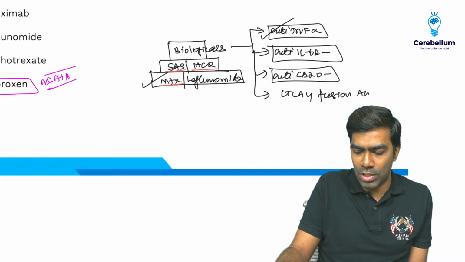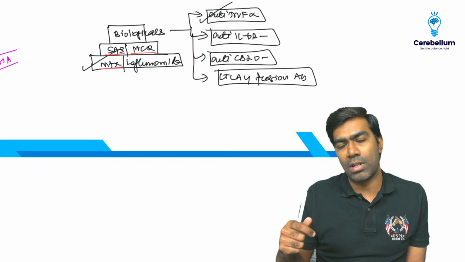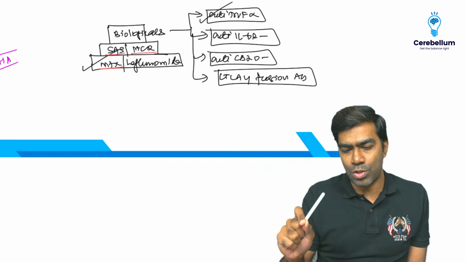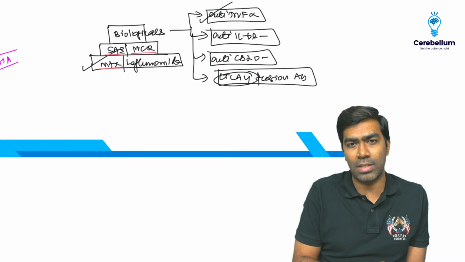Remember, this is not anti-CTLA-4. When they talk about anti-CTLA-4, you have to talk about ipilimumab, which is used as an immune checkpoint inhibitor for some cancers like advanced metastatic melanoma. So ipilimumab is an anti-CTLA-4 monoclonal antibody, but what we are talking about here is a CTLA-4 fusion antibody, which means it contains CTLA-4. It is not a molecule that acts against CTLA-4; rather it contains CTLA-4, that is cytotoxic T lymphocyte antigen number 4.